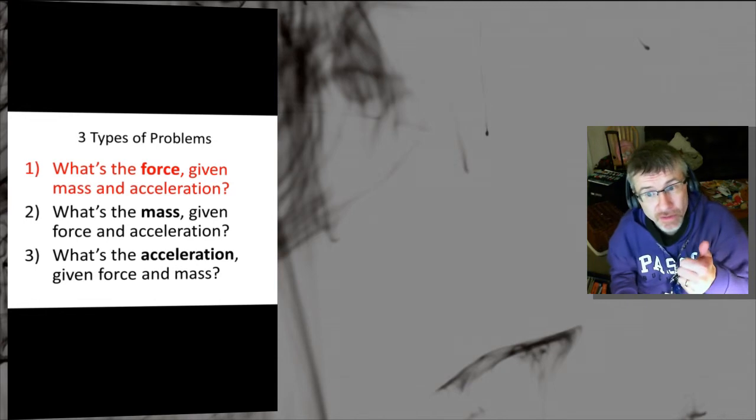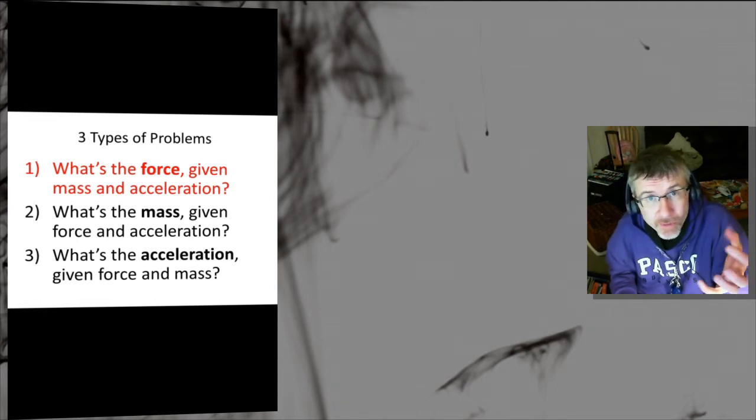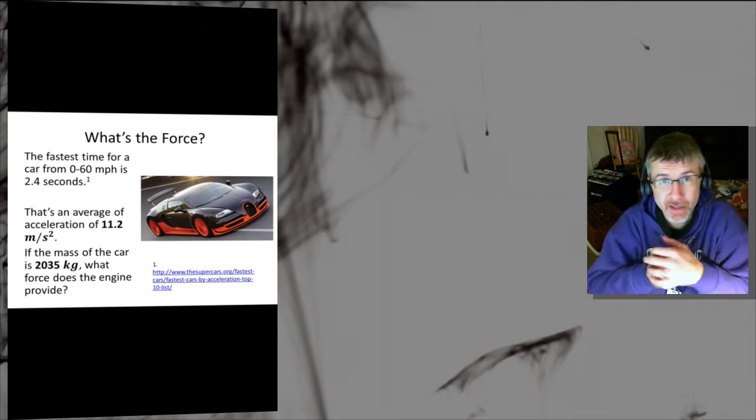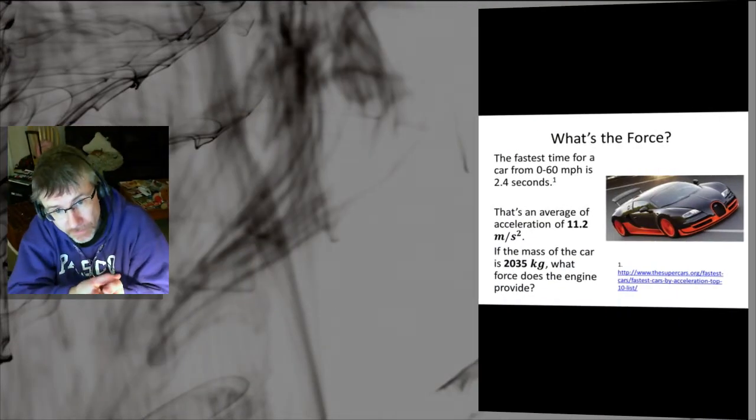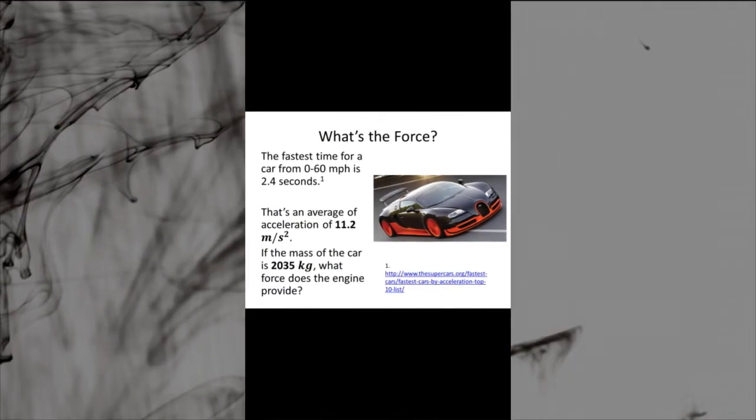Let's do the first one. What's the force if I give you the mass and the acceleration? The fastest time for a car from 0 to 60, according to supercars.org, is 2.4 seconds. It's an average acceleration of 11.2 meters per second squared. Pretty fast. If the mass of the car is 2,035 kilograms, what force does the engine provide?